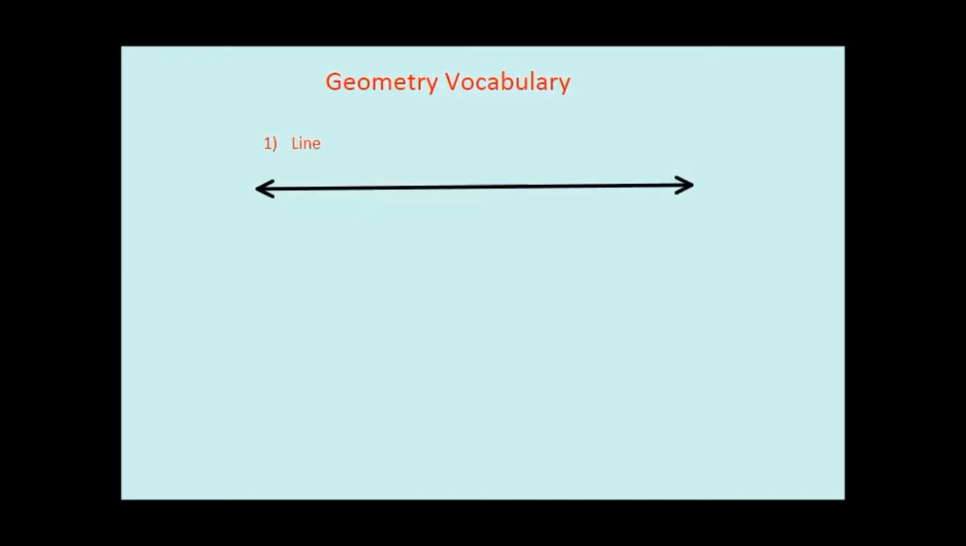First, a line is straight. There are no curves in a line. Lines extend infinitely in both directions. They just keep on going. And lines have no thickness.